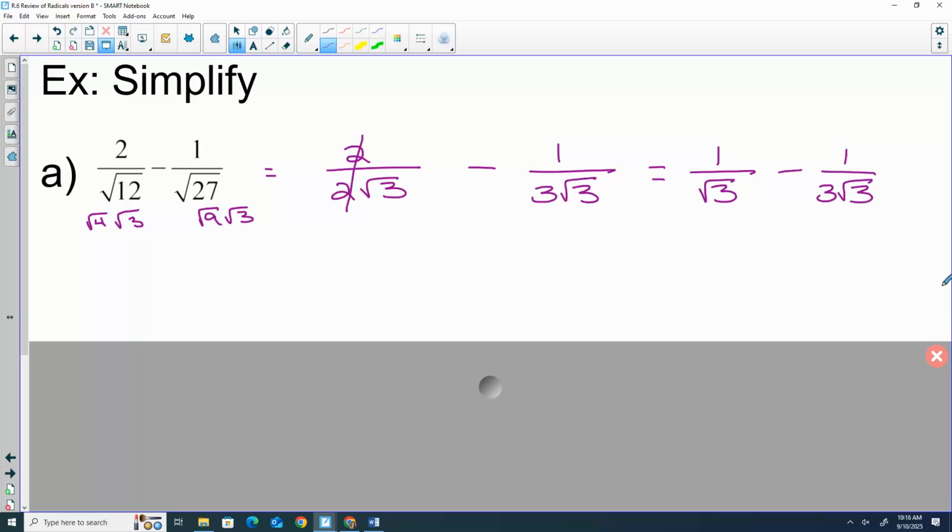Okay, we still have 2 things. We have to get the radical off the bottom. We have to get a common denominator. Which one do you want to do next? Common denominator. Okay. This one is 3 radical 3. What would I have to multiply this first one by so they match? So I have 3 over 3 radical 3 minus 1 over 3 radical 3. So my denominators match. We can subtract the top. 3 minus 1 is 2 over 3 radical 3.